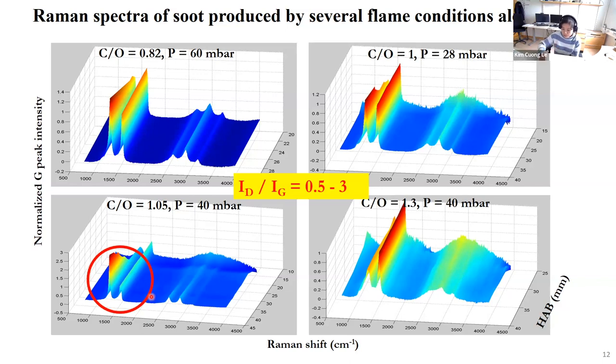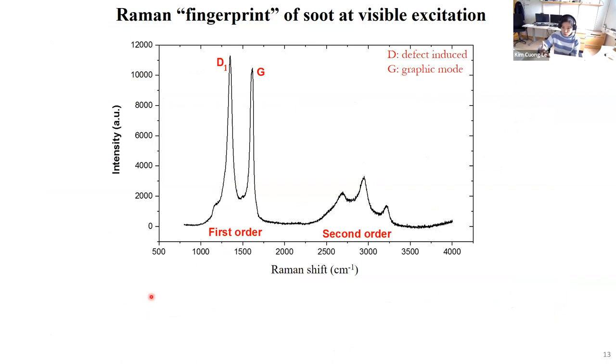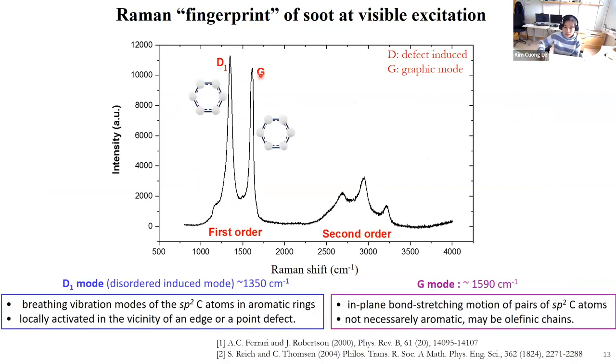In order to get more information about the sample, we need to deconvolute the spectra. As I told you, the first order contains two predominant modes, D1 and G. The D1 corresponds to the breathing mode of aromatic rings in our sample, and it is only activated when there is a defect, so we cannot see D1 in graphene, perfect graphene. The G peak is the graphitic mode. It indicates the stretching mode of two carbon atoms in aromatic rings and olefinic chains.